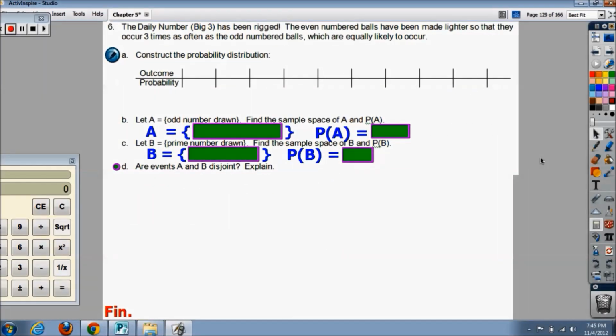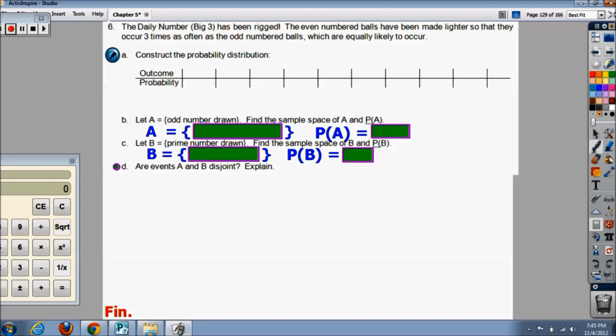All right, and the last example. The daily number big 3 has been rigged. The even-numbered balls have been made lighter so that they occur 3 times as often as the odd-numbered balls, which are equally likely to occur. So first we're going to construct the probability distribution.